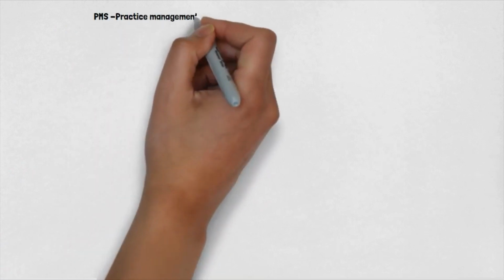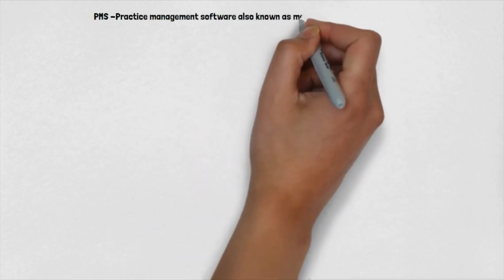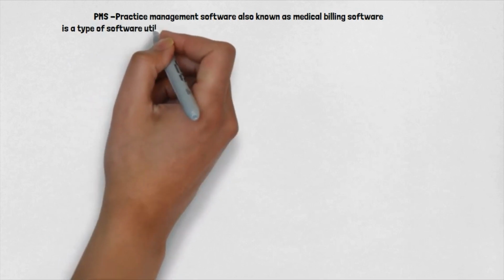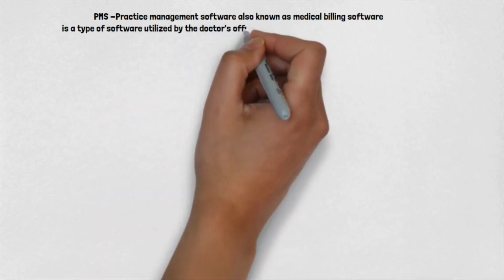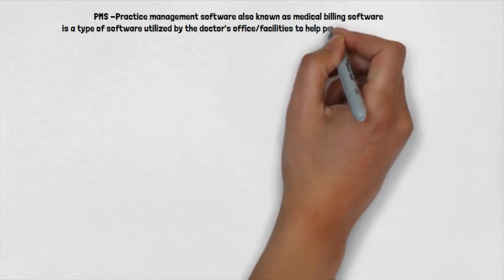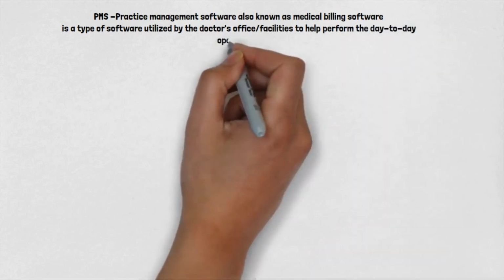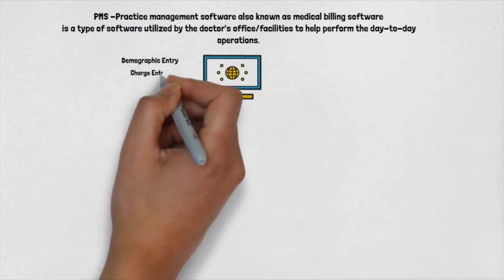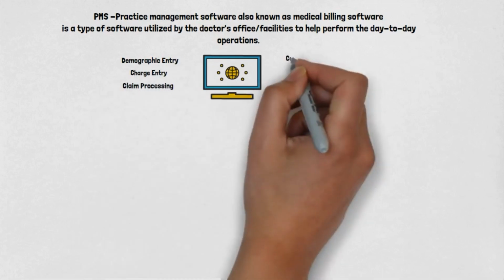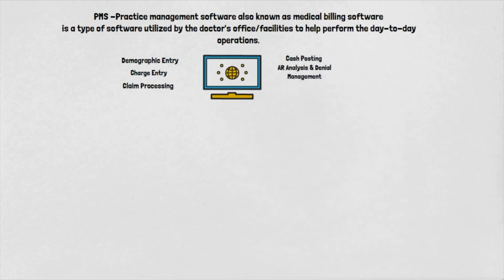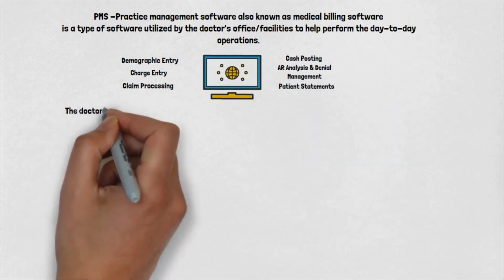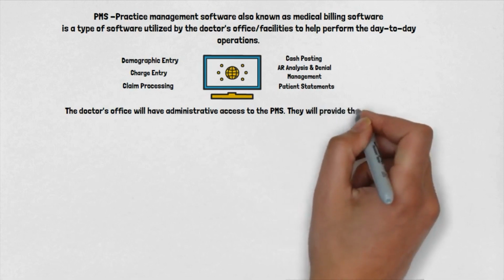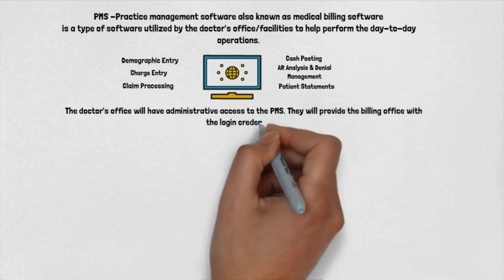Now, before we get into the next step, let us first understand what is a practice management software. A practice management software, also known as a medical billing software, is a type of software utilized by the doctor's office and facilities to help perform day-to-day operations. Things like demographic entry, charge entry, claim processing, cash posting, AR analysis and denial management, and patient statements. Usually the doctor's office will have administrative access to the practice management software, and they will provide the billing office with the login credentials.